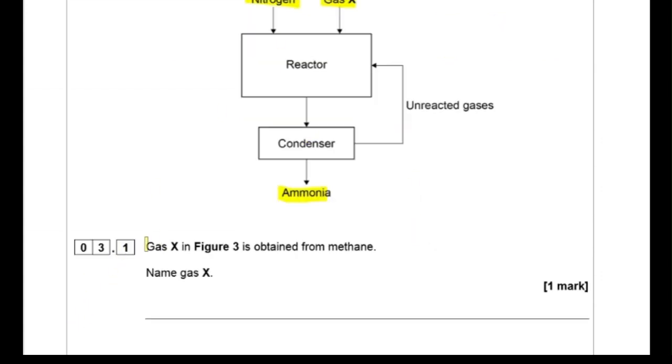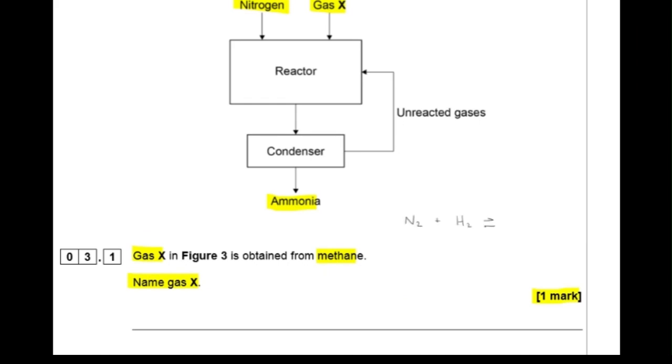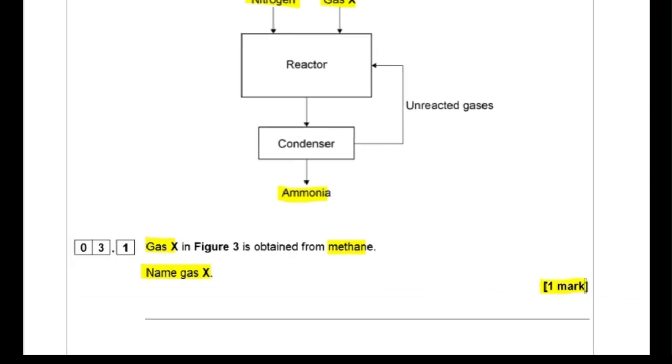So 3.1, gas X in figure 3 is obtained from methane. Name gas X. Well, this is an equation you should know in the Haber process. It's the reaction of nitrogen with hydrogen gas. So to get 1 mark for this question, you must write hydrogen.